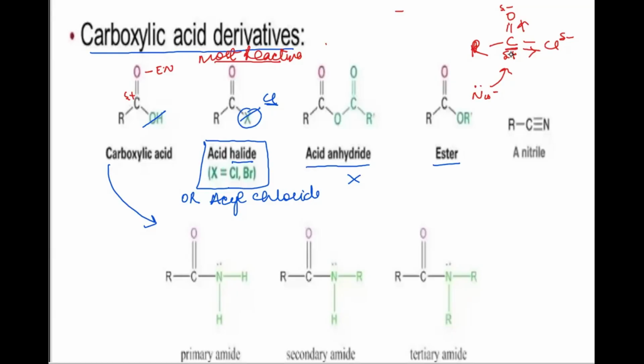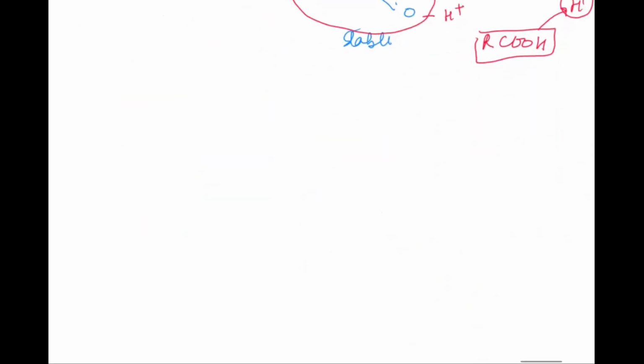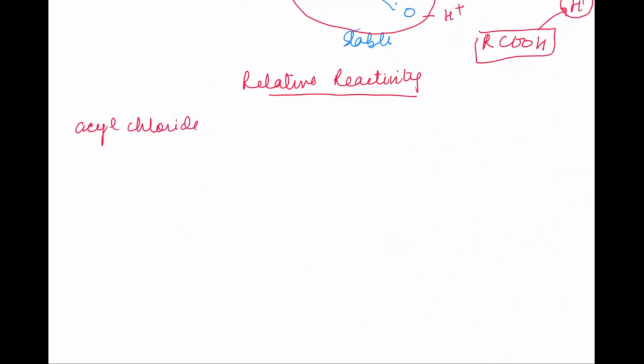Okay, if we talk about their relative reactivity, for the carboxylic acid derivatives we have talked about, first comes your acyl chloride, then comes your carboxylic acid, and then comes your esters, and after esters you have your amides.